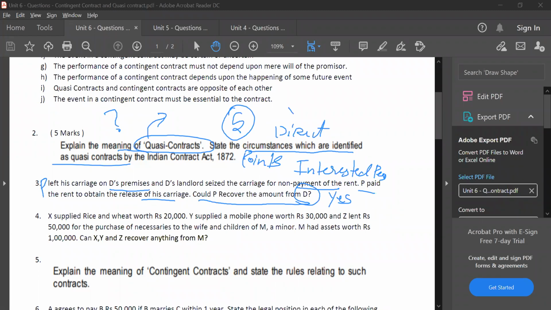Yes. Okay. Fourth question. X supplied rice and wheat worth rupees 20,000. Y supplied a mobile phone worth rupees 30,000. And Z lent rupees 50,000 for the purchase of necessaries to the wife and children of M, a minor. M had assets worth rupees 1 lakh. Can X, Y, and Z recover anything from M? Others go through, guys.